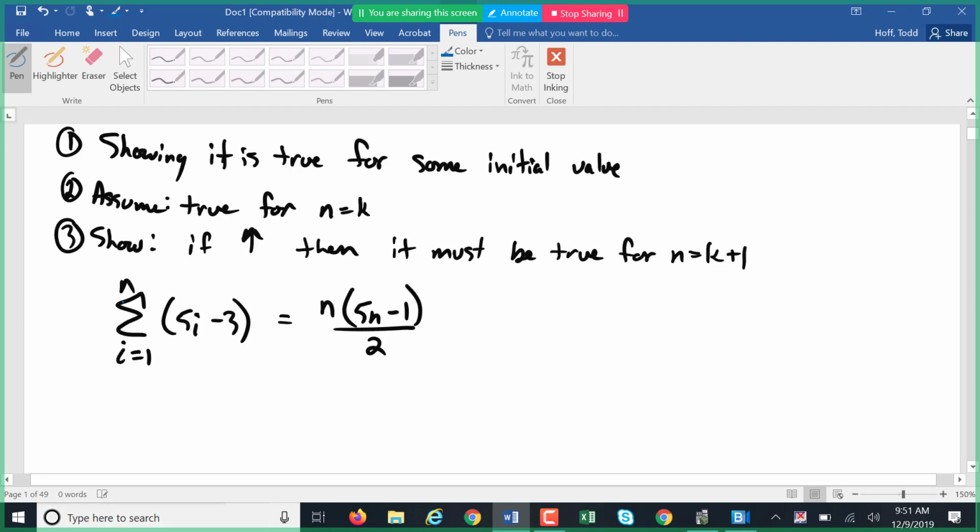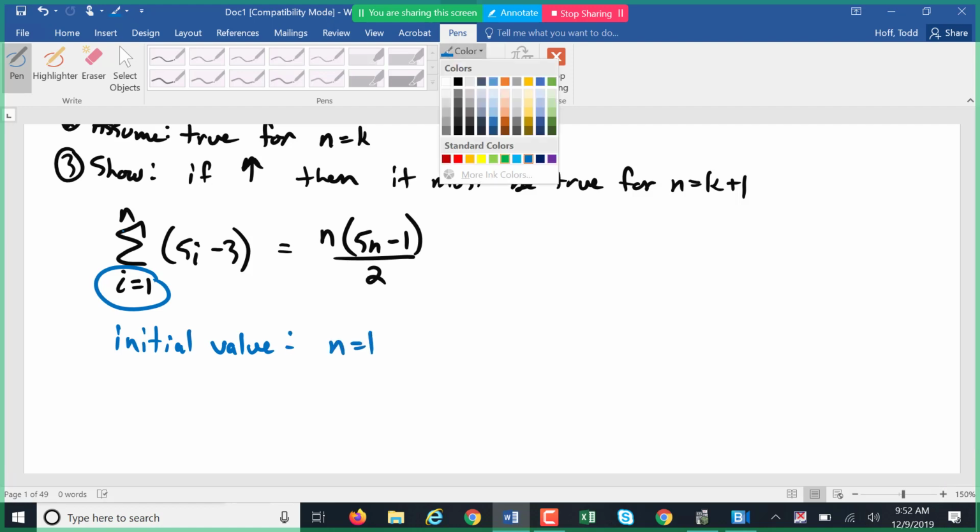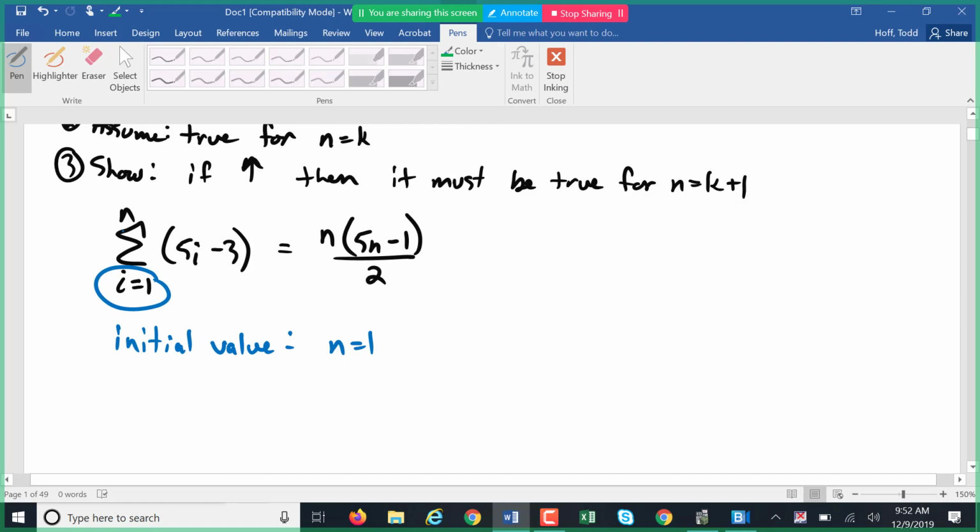Well, mathematical induction says I have to show it's true for some initial point. If I want the formula to be true from 1 to infinity or 1 to n, I have to show that the initial point has to be n equals 1. So that initial value is going to be n equals 1, and we're going to show it's true for that. Well, if n equals 1, the only term is 5 times 1 minus 3. 5 times 1 is 5, minus 3 is 2. That would be the only term, that would also be the sum.